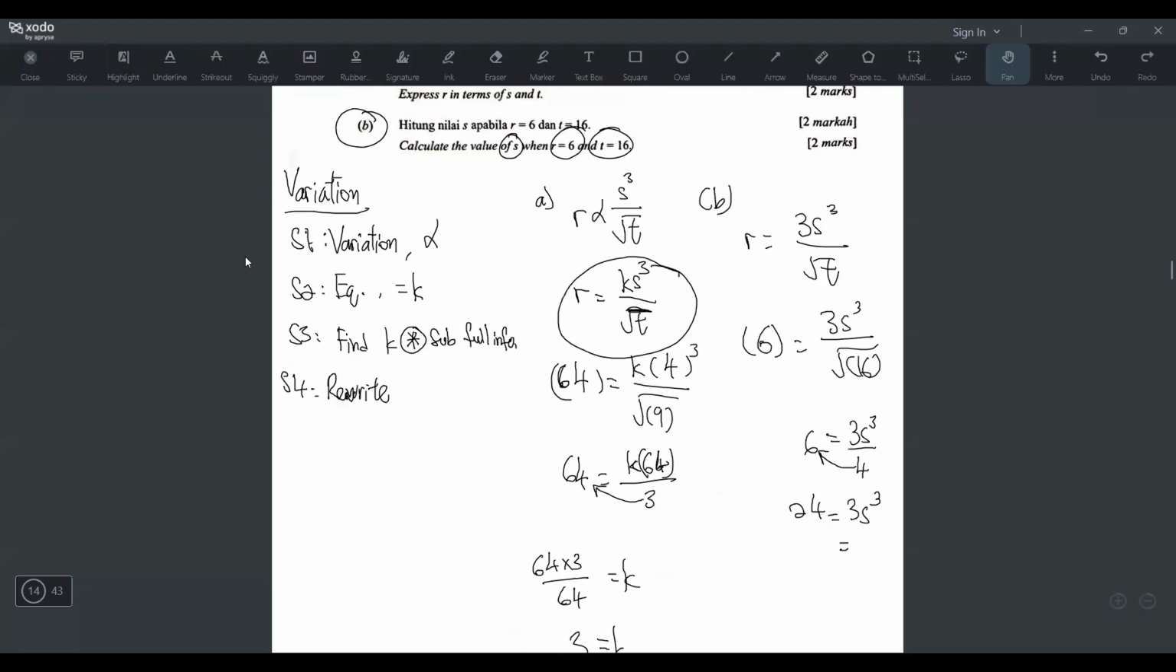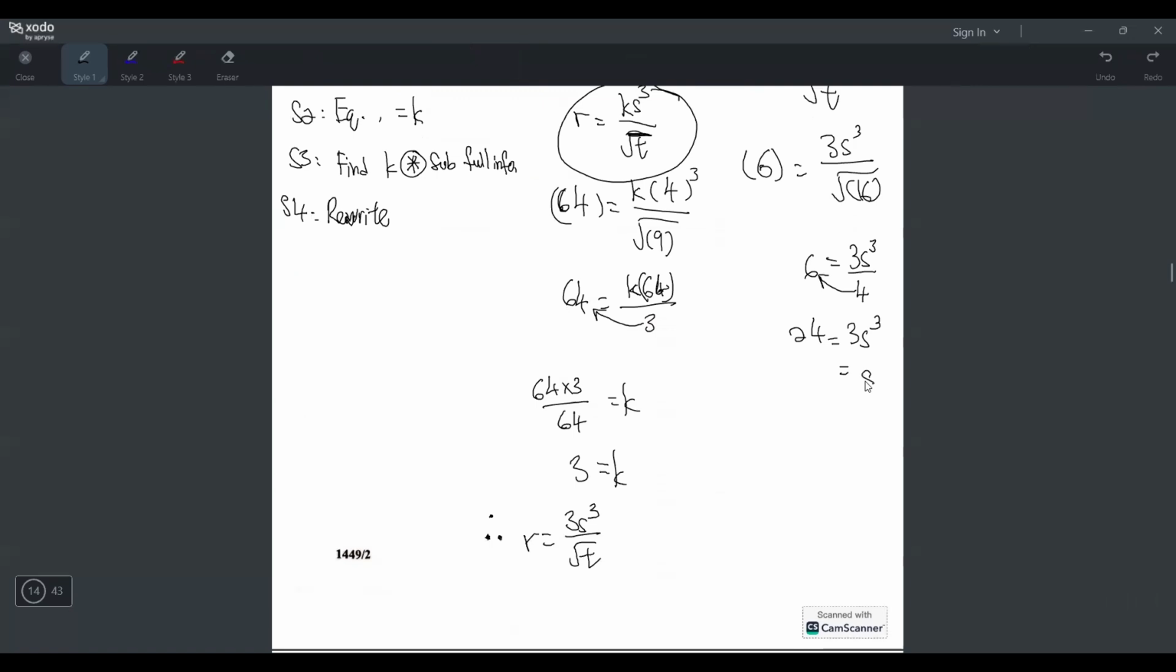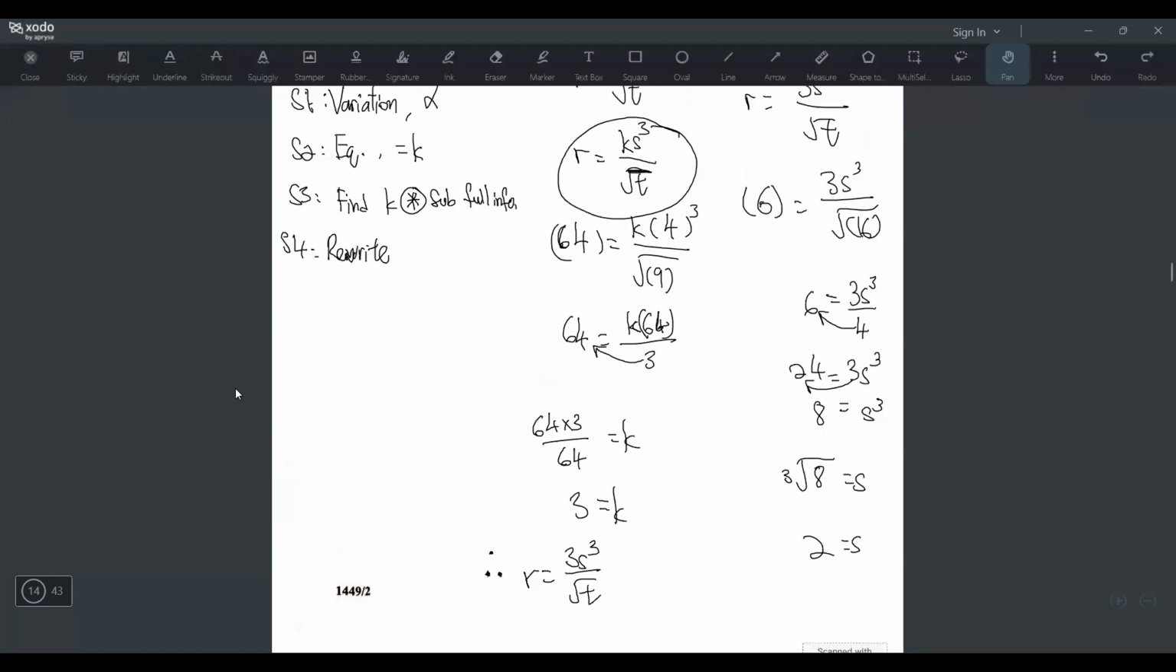And now we can find S. First, we have to move the 3 first. You must move the 3 first. You cannot move the power 3 first. So 24 divide 3, you press, you get 8. Now only you move the power 3. When power 3 moves, it becomes cube root, or in Malay, punca kuasa 3. And if you press this in your calculator, you get 2. So this is the answer.